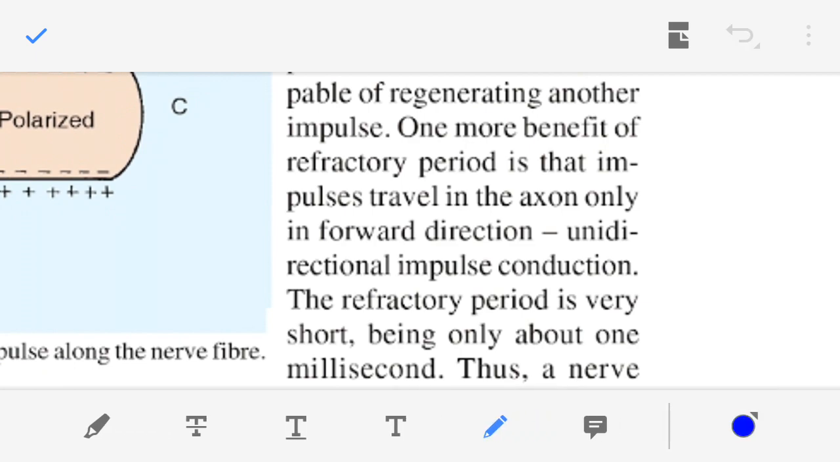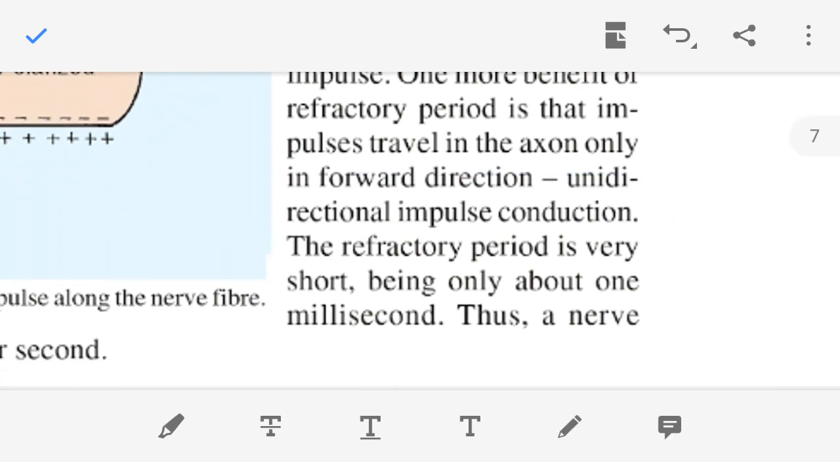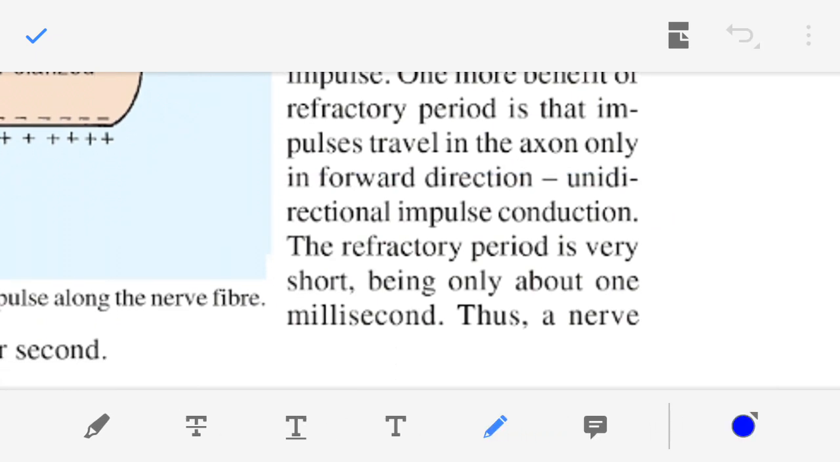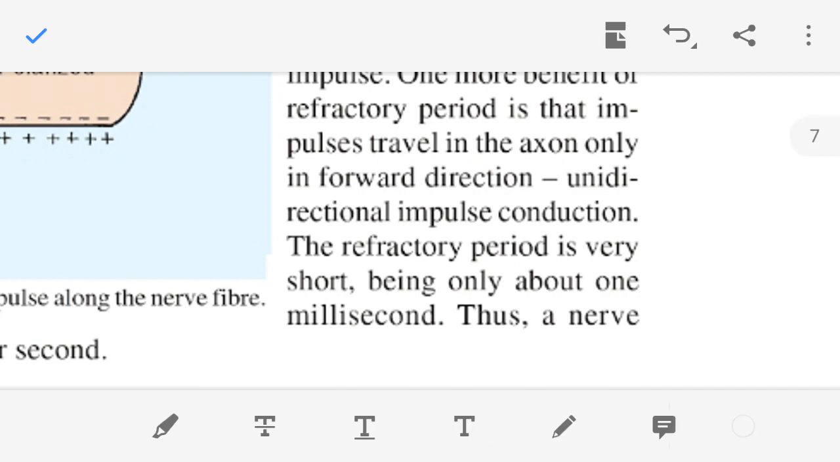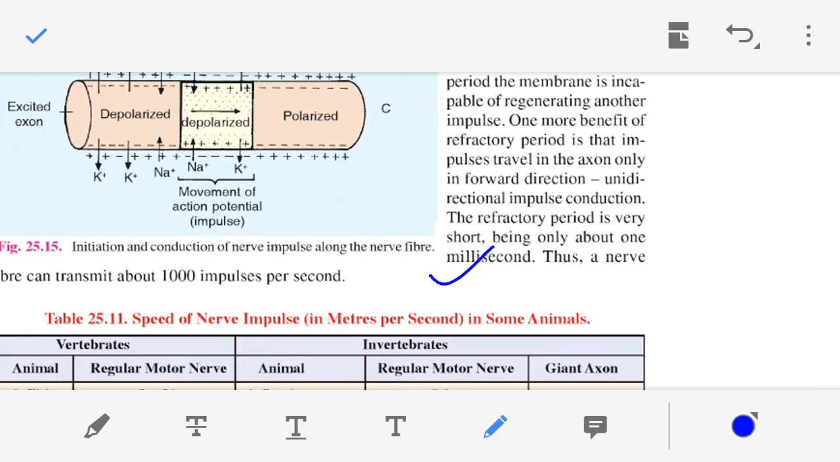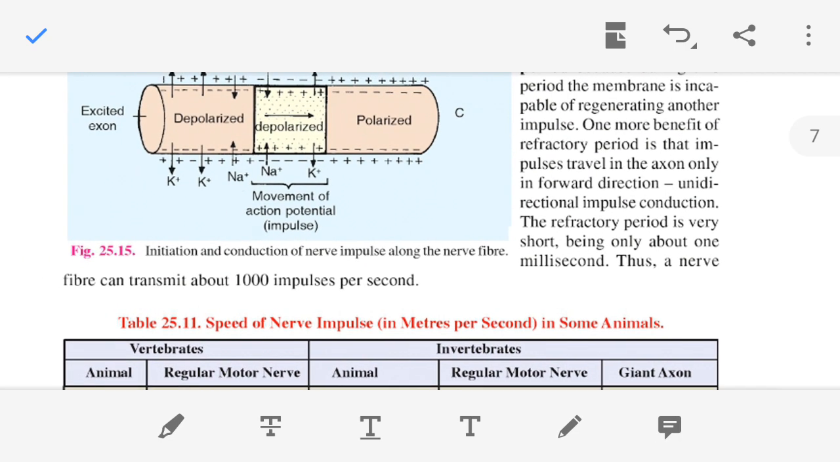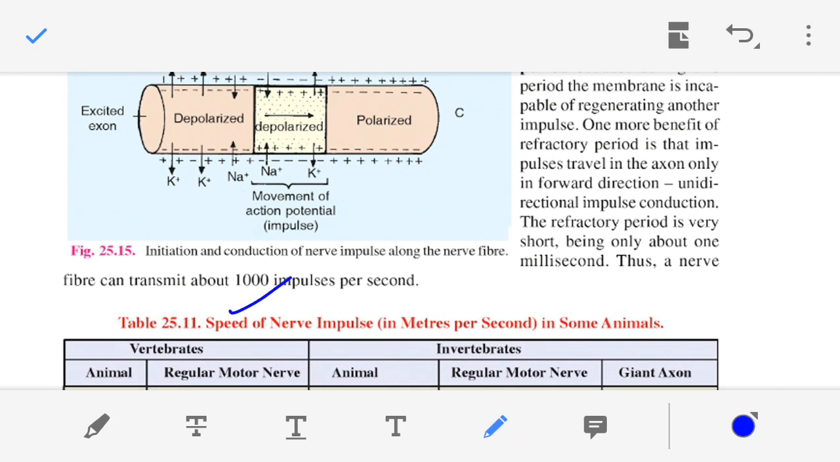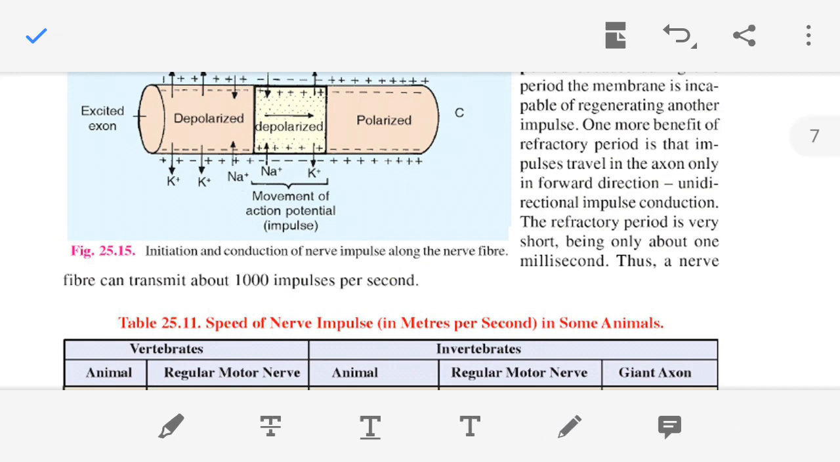One more benefit of the refractory period is that the impulse travels in the axon in only one direction. In the entire length, the nerve impulse propagates in only one direction, so the nerve impulse is unidirectional. The refractory period is very short, only about 1 millisecond, and thus a nerve fiber can transmit about 1000 impulses per second.